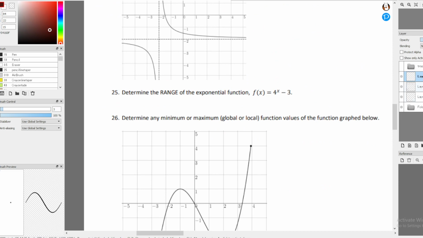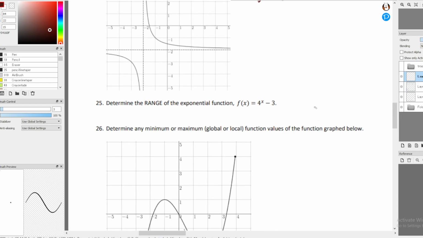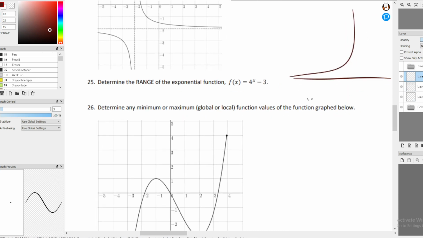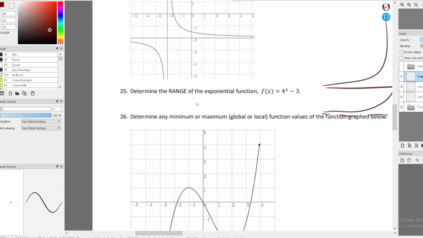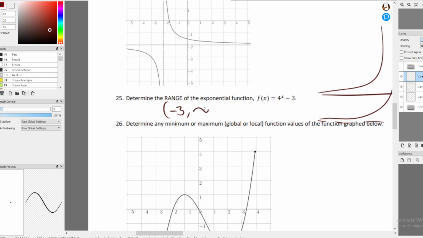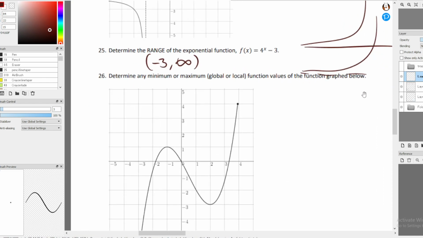For 25, it wants us to determine the range of the exponential function, f of x equals 4 to the x minus 3. Now, with exponential functions, we know that with the parent graph, it never crosses 0. But because we're moving down by 3, our horizontal asymptote also moves down by 3. So it will never cross negative 3, but it will hit everything else. So negative 3, exclusive, because it's never hitting it, to positive infinity is our range.